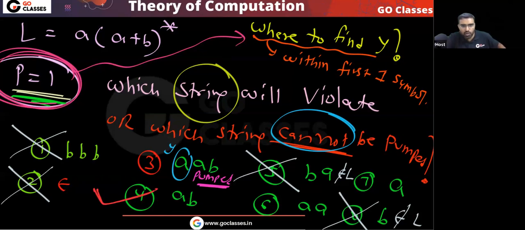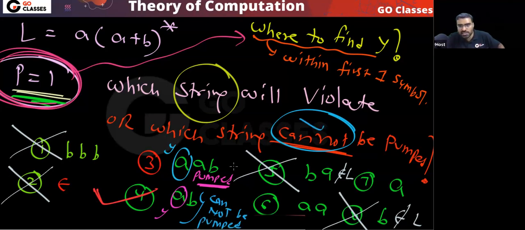This cannot be pumped, because if you take this Y, will it work? Can you pump this string? If I take Y equal to this, can I pump it? No. If I repeat it 0 number of times, the resulting string does not belong to L. So remember, this does not work. If you take Y equal to this, this cannot be pumped. The question is asking what cannot be pumped, so the answer will be option 4.